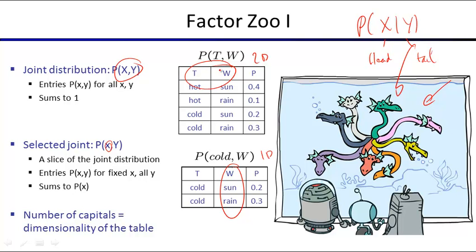Yes? For the bottom table, would you normalize it? Good question. So that's a really important observation. We don't normalize things here. We keep things as is. So a lot of these factors will not sum to 1. Here it actually sums to something meaningful. It sums to the probability of cold. There will be other factors where it doesn't sum to anything meaningful at all, and we'll just be fine with that.